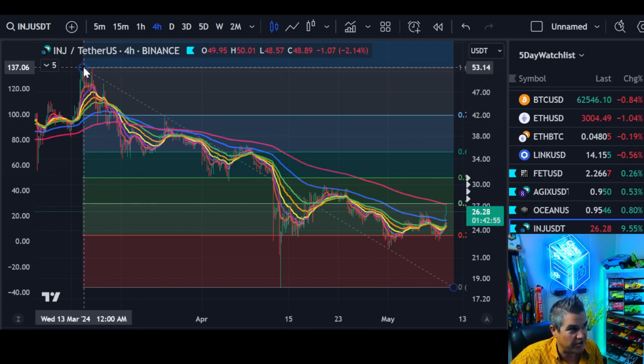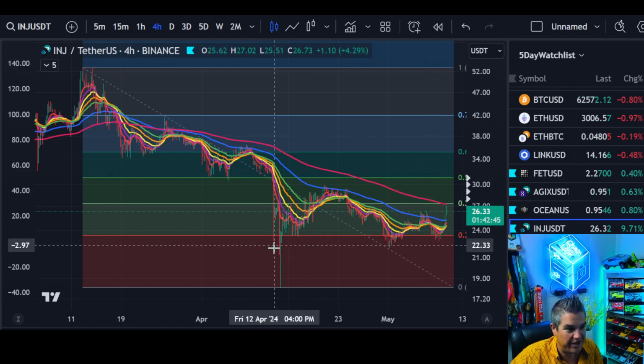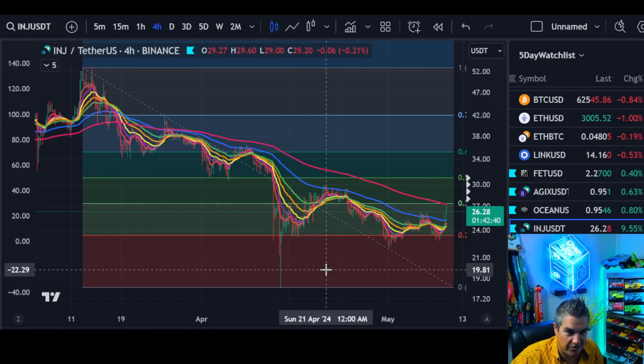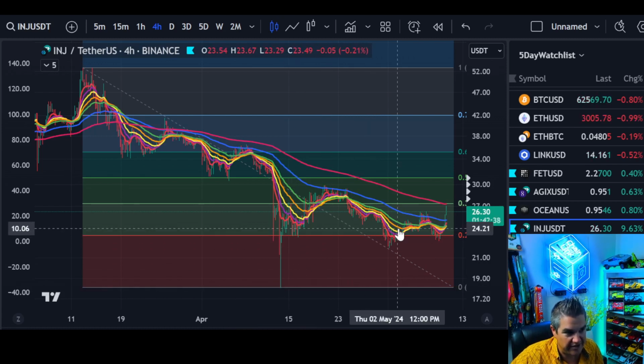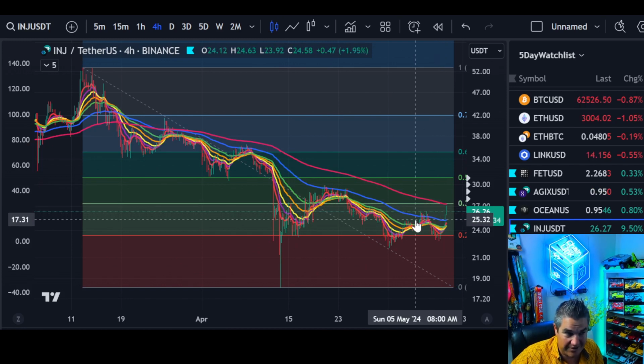Injective protocol, from our swing highs back in mid-March to our swing lows in mid-April. Month difference there. Now we have our fib extension. So where we can look to, assuming the lows are in, right? If you take these lows out, then this is null and void. But assuming the lows are in and altcoins are getting ready to move higher, or at least Injective, right?